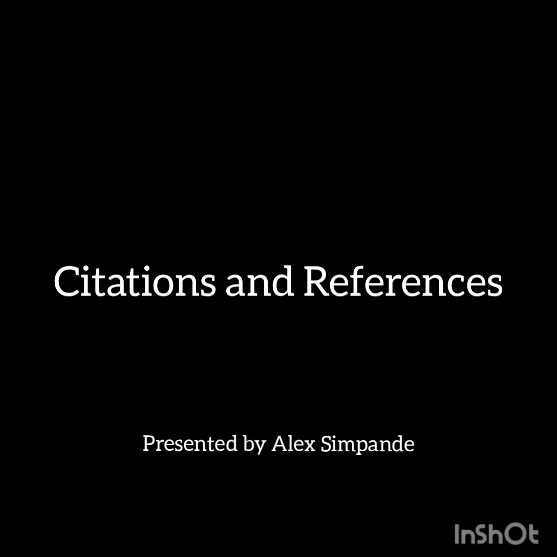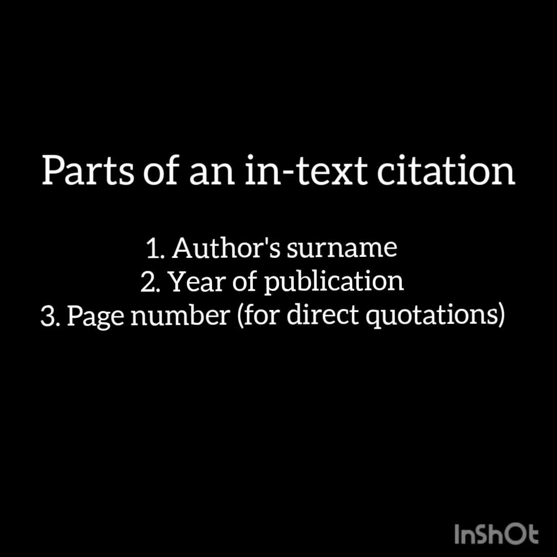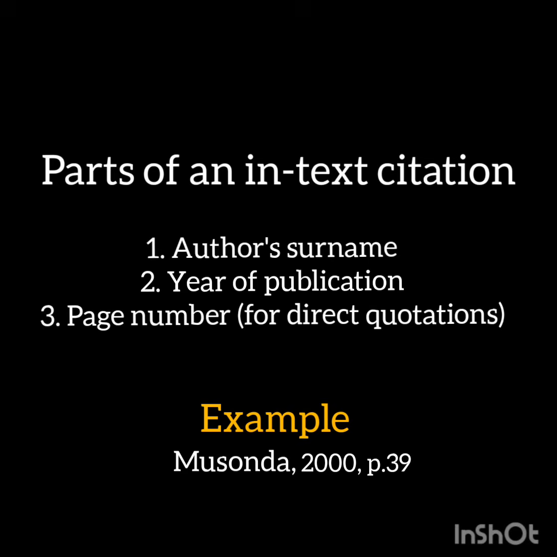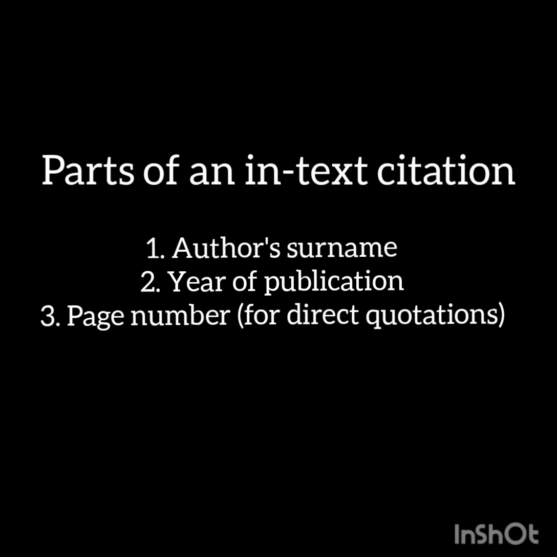Academic writing relies on citations and references to support ideas. An in-text citation is a way of acknowledging the source of your information in your writing. An in-text citation in the APA style has three parts: the author's surname, the year of publication of the source or the work, and the page number. So you can have a surname such as Musonda, the year 2000, and the page number 39. Musonda, 2000, page 39.